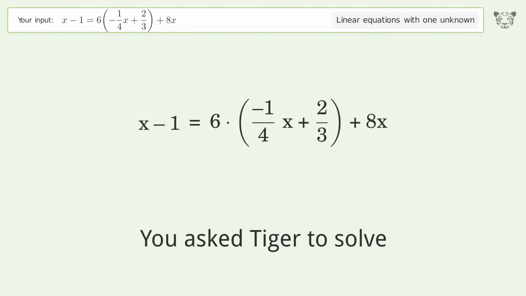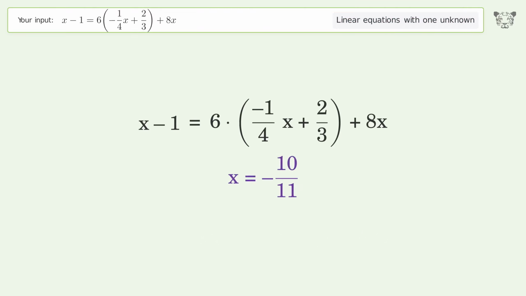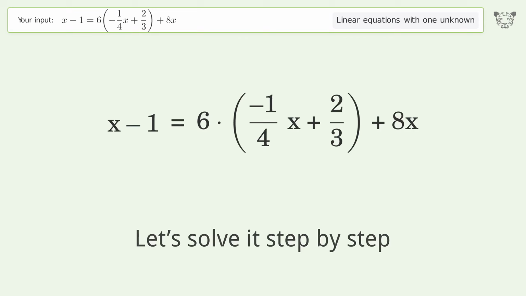You ask Tiger to solve. This deals with linear equations with one unknown. The final result is x equals -10/11. Let's solve it step by step.